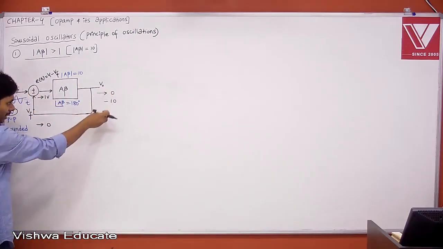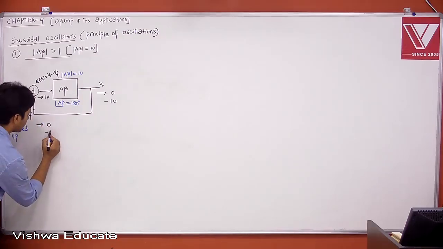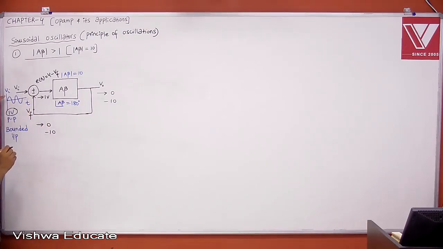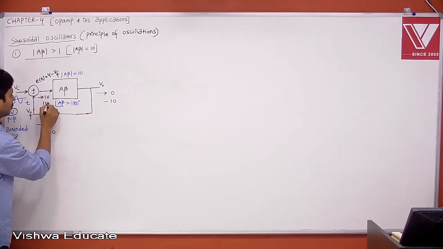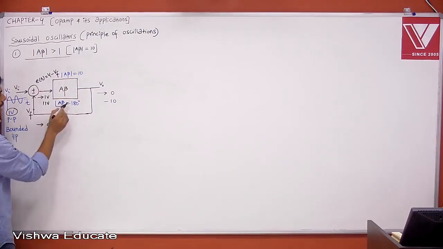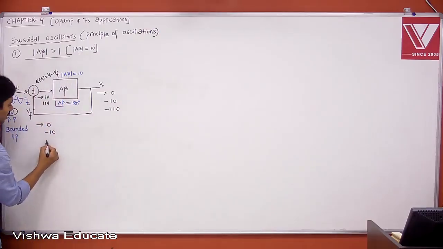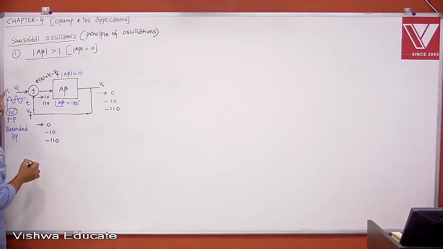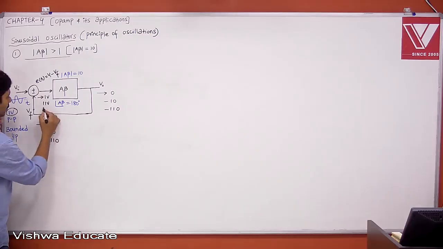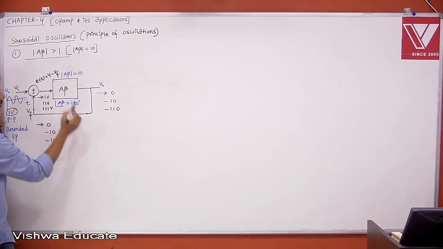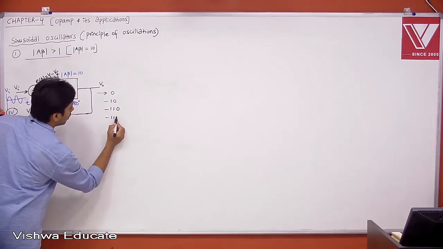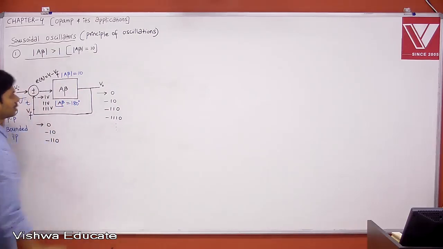Now that minus 10 is sampled and fed back. Input is always bounded, which is 1 volt peak to peak. Therefore, 1 volt minus of minus 10 volt gives 11 volt. 11 volt into 10 is 110, with a phase shift of 180, therefore minus 110. Then minus 110 is sampled and fed back: 1 minus of minus 110 is 111 volt. 111 into 10 gives minus 1110, and so on. This is your output.